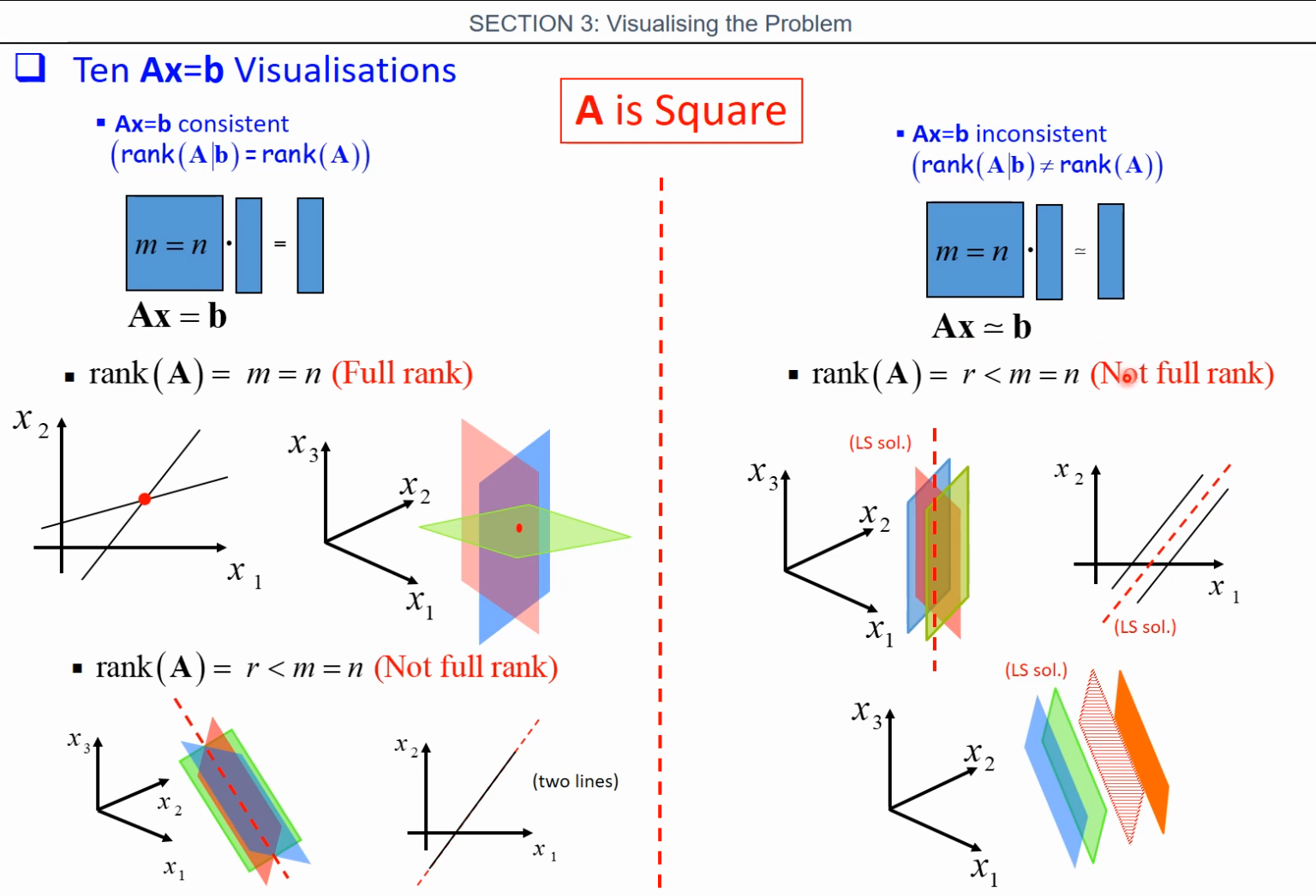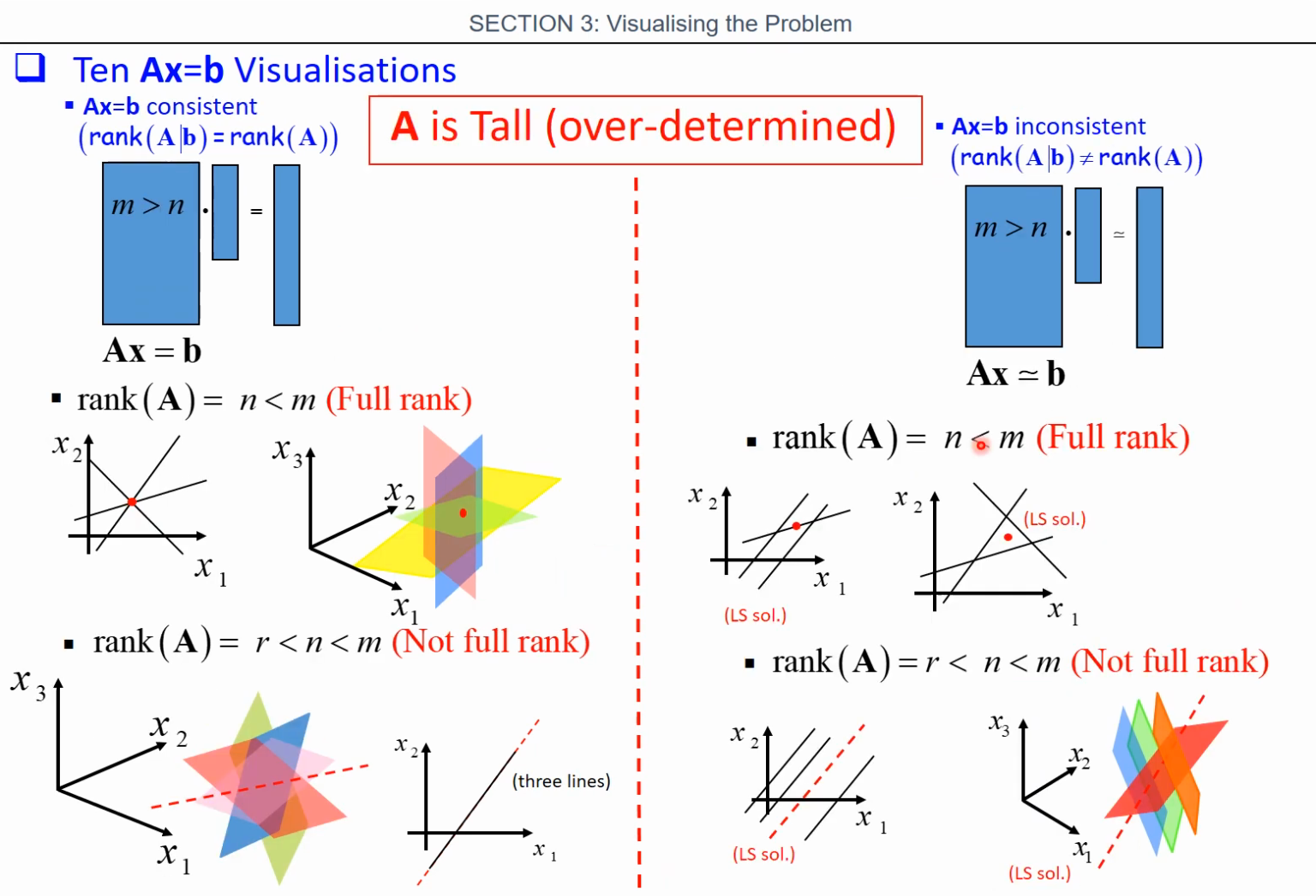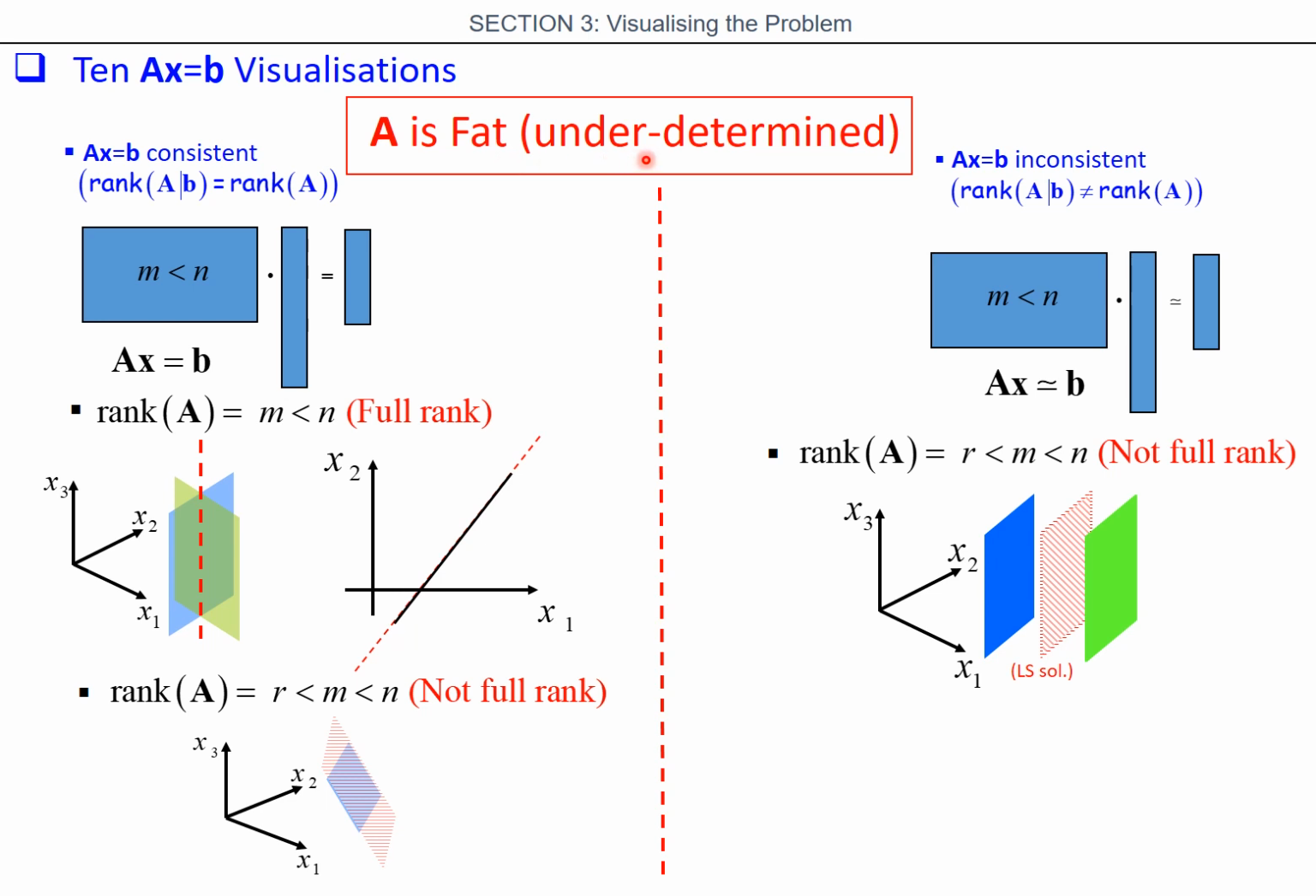So you can see the case where A is full rank does not exist. So you can't have A square, Ax equals b inconsistent, and A full rank. And I've done similar visualizations for the case when A is tall and when A is fat or underdetermined.